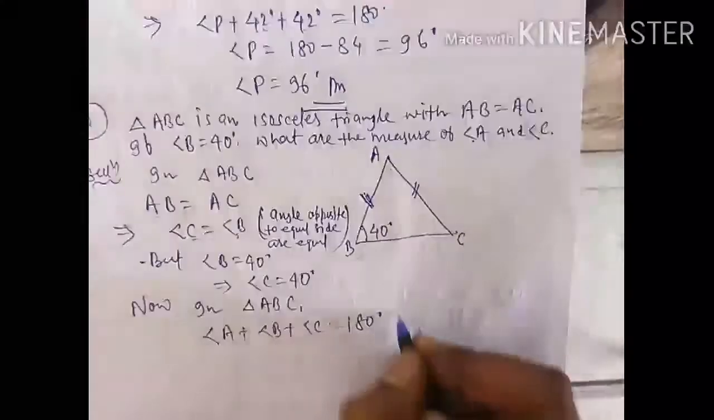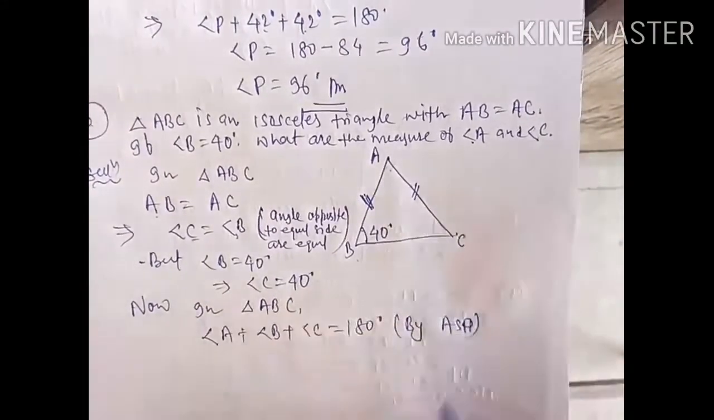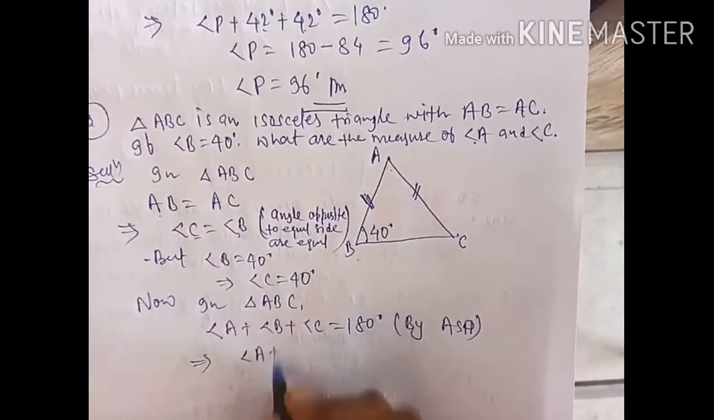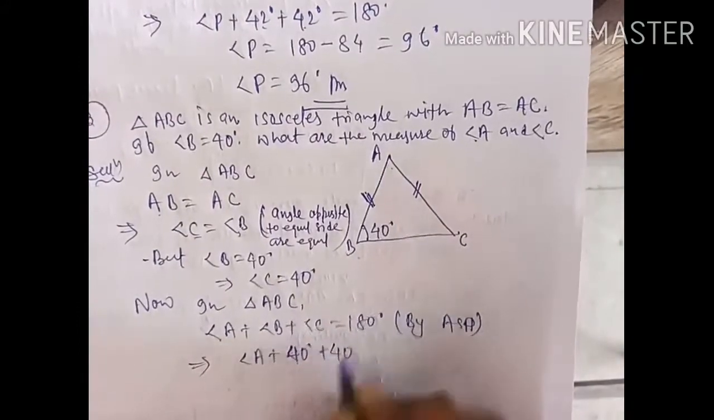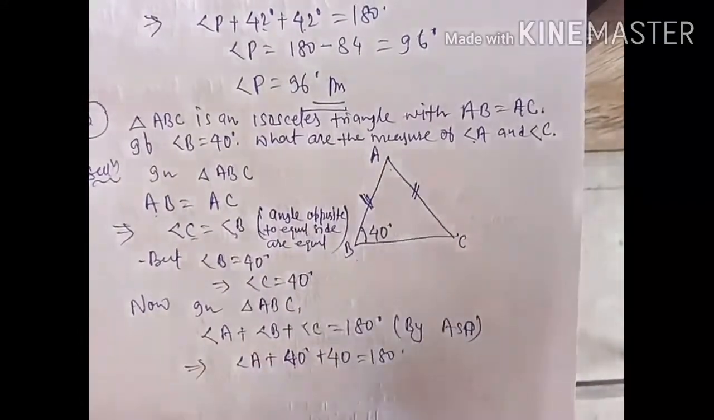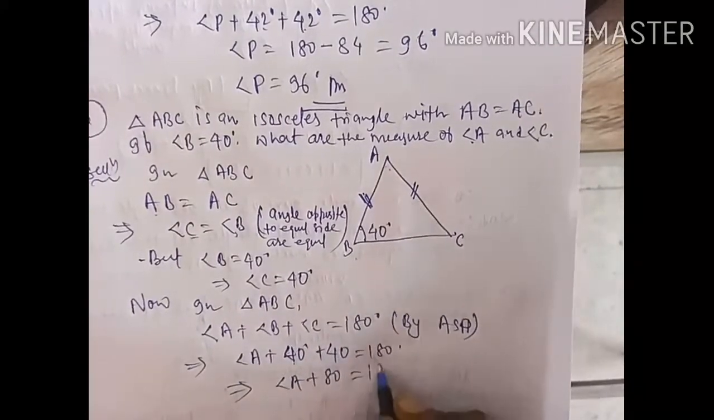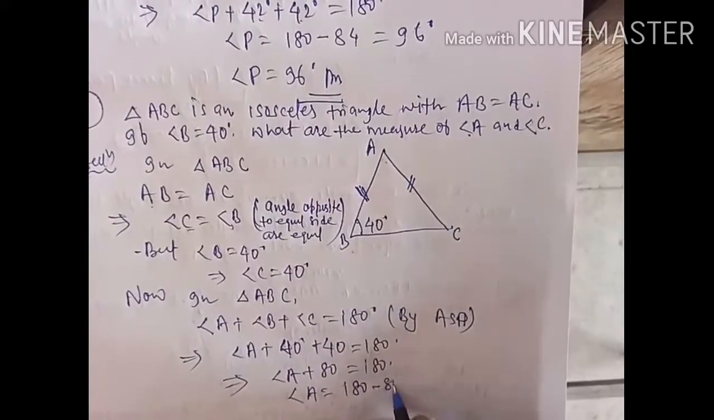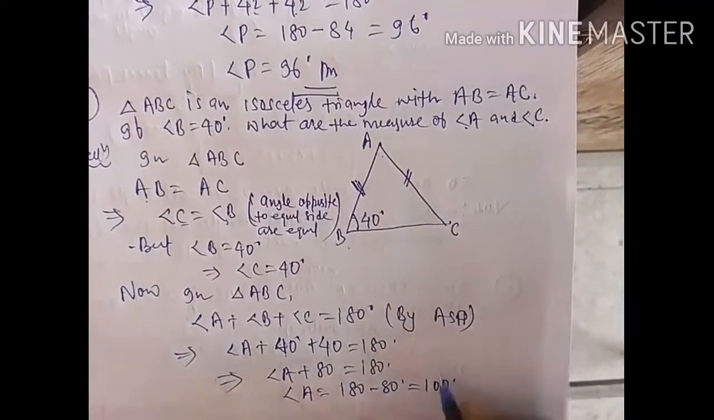Now in triangle ABC, we know that angle A plus angle B plus angle C is equal to 180 degree by angle sum property, that is ASP. Here angle A not given, but angle B is equal to 40 degree, angle C is also 40 degree, is equal to 180 degree. So angle A plus 80 degree is equal to 180 degree. So angle A is equal to 180 minus 80 degree, that is 100 degree. So angle A is 100 degree.